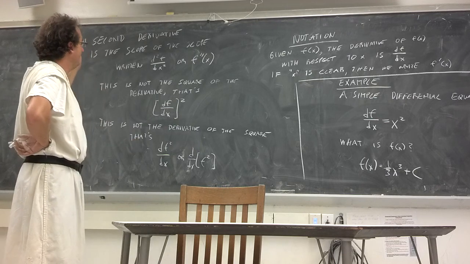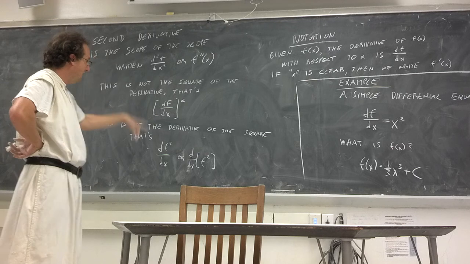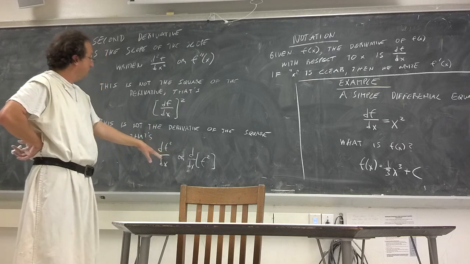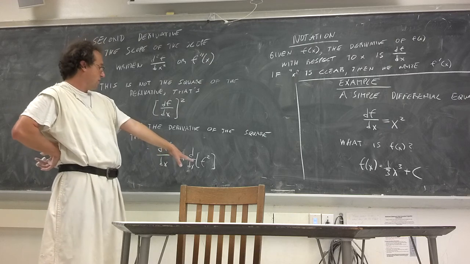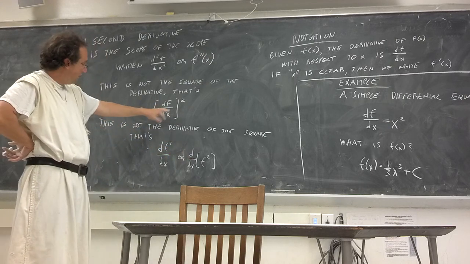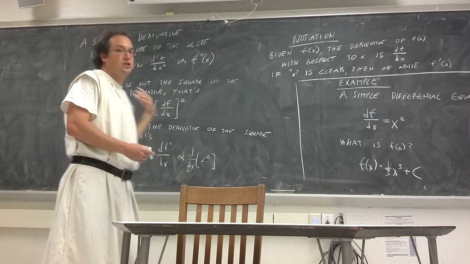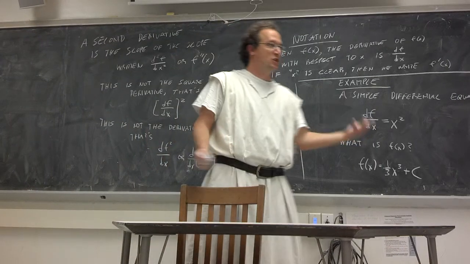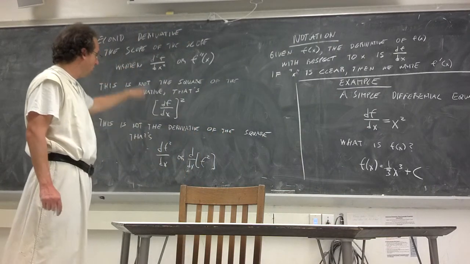The second derivative is not the square of the derivative. It is not the derivative of the square. This would be taking the derivative of a completely different function. This would be taking the derivative, multiplying it by itself. The second derivative is something else entirely. It's the derivative of the derivative, the slope of the slope, or the curvature. And the notation is different for all of them.